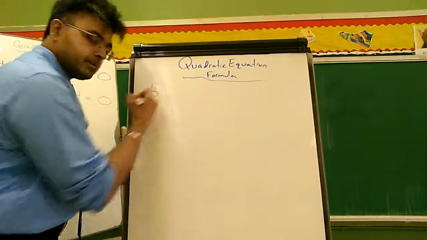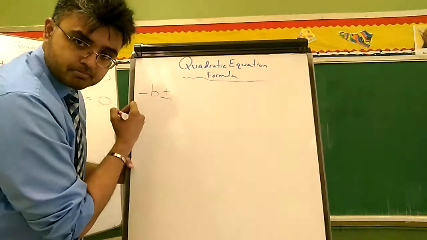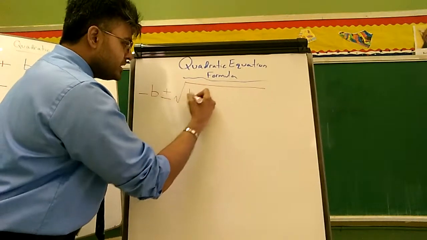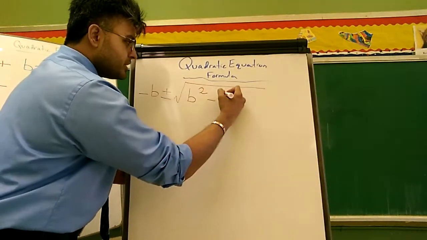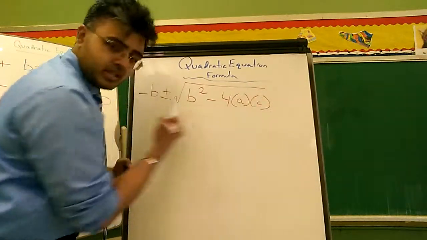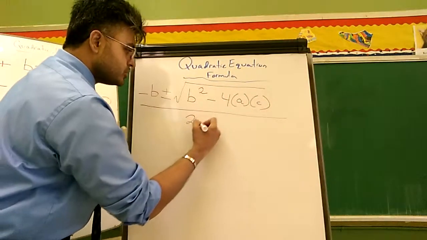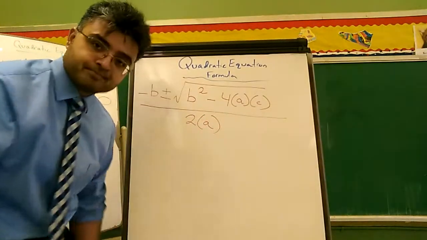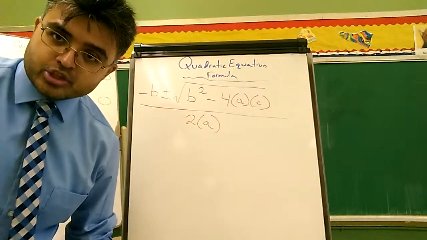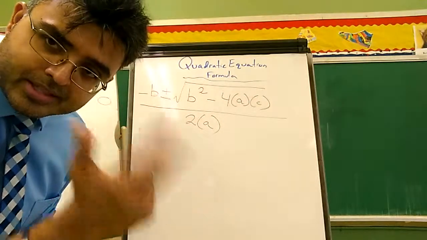Minus b plus or minus the square root of b squared minus 4 times a times c, all divided by 2 times a. And that is the quadratic equation formula. Notice there are letters in there, A, B, and C.